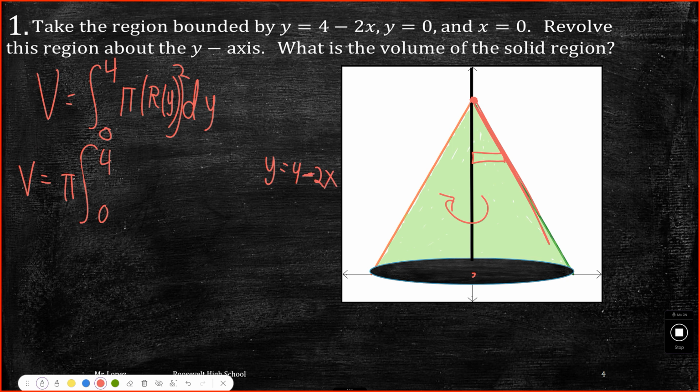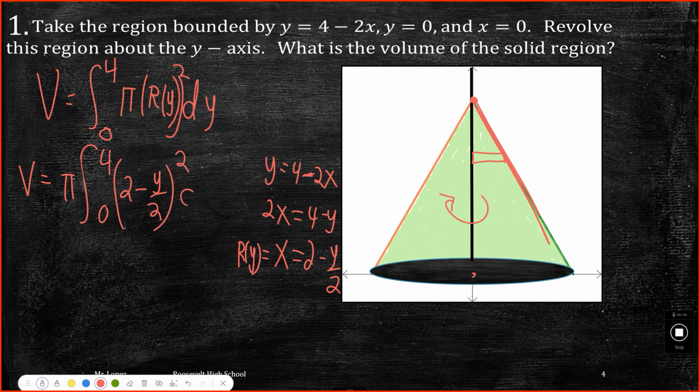So I'm going to move the minus 2x over this way. So it'll be 2x and minus the y over that way. 4 minus y, divided by 2. x equals what? 2 minus y over 2. That's the quick algebra of this. So this is going to become the radius. This is what r of x is, r of y. Then plug it in. It'll be the integral of pi times 2 minus y over 2, squared, dy.